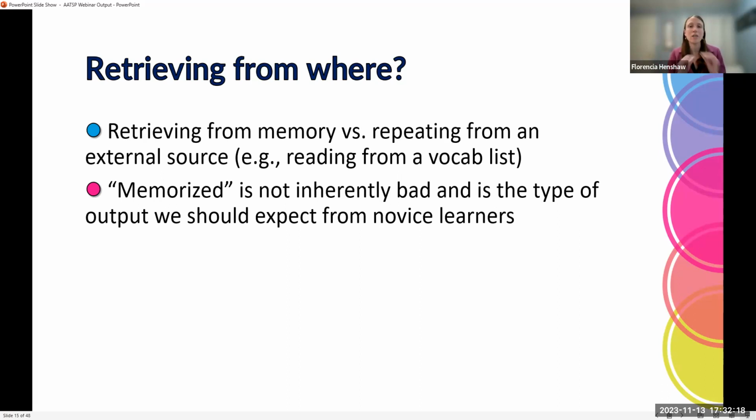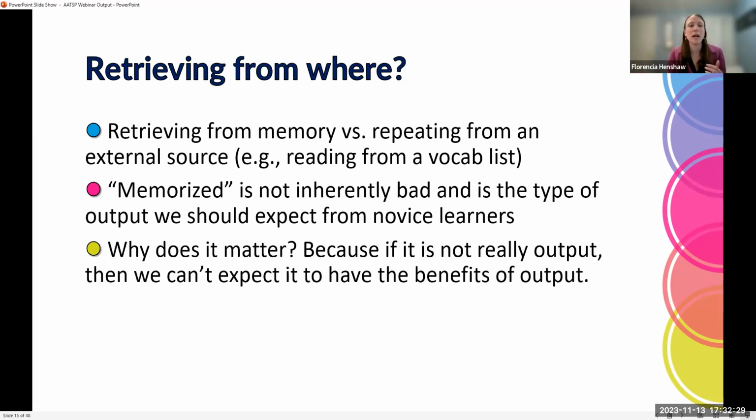Now, once again, if they're just repeating the question you gave them to ask, it's input, maybe input, but it is not output, right? And why does it matter? Why is it something that I'm insisting on so much?